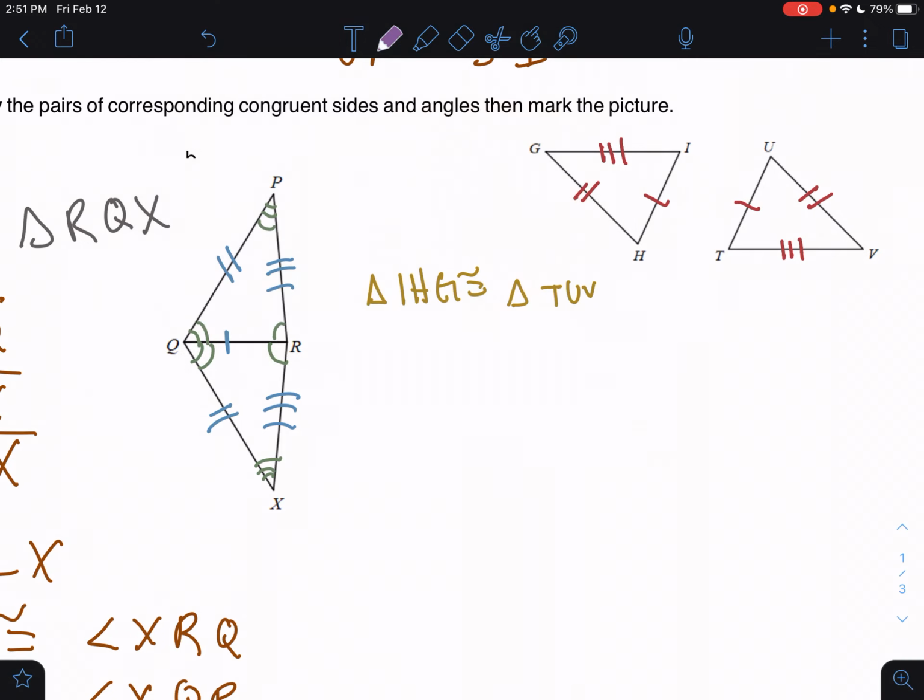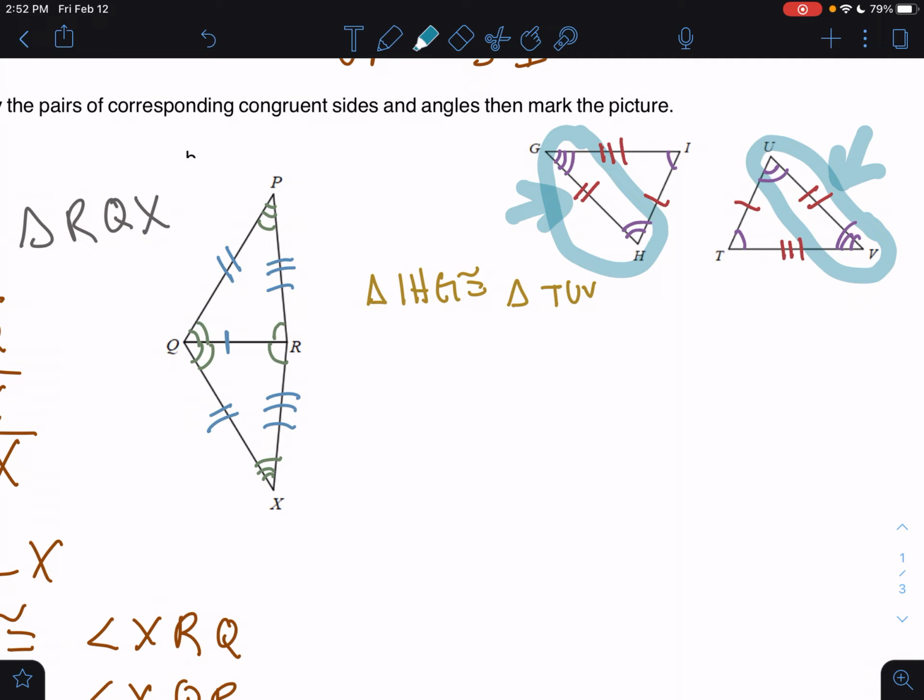Then let's do the angles. So angle I congruent to angle T, angle H congruent to angle U, angle G congruent to V. And again, you can check these by seeing, so for example, between my 3 and my 2 angle ticks, I have a 2 tick mark, right? And then over here, between my 3 and my 2 angle, I have a 2 angle tick mark, and that's how you can be sure that you're doing this correctly.